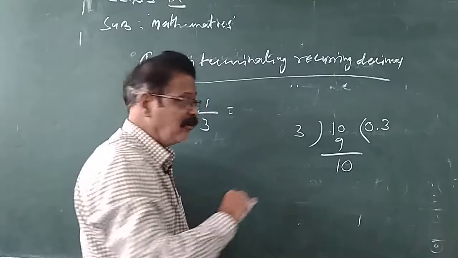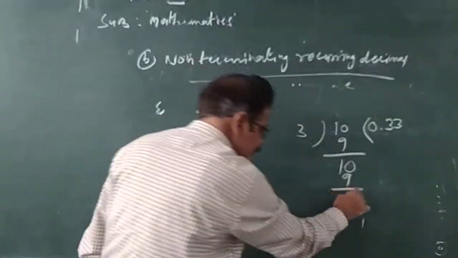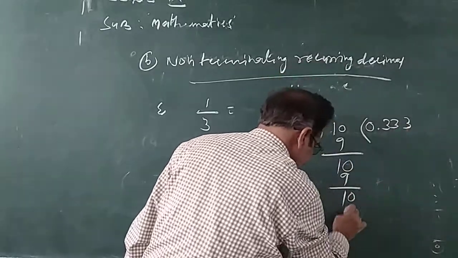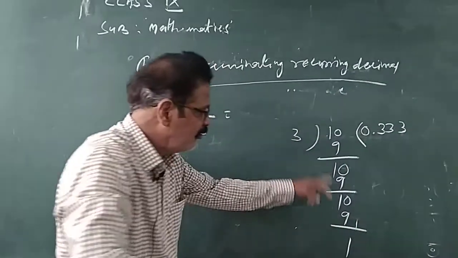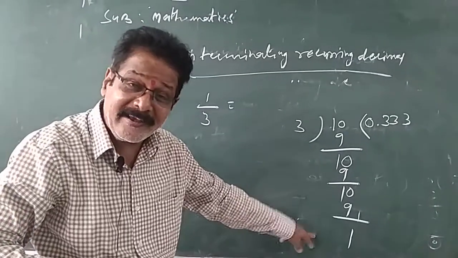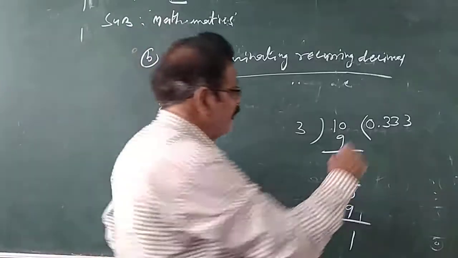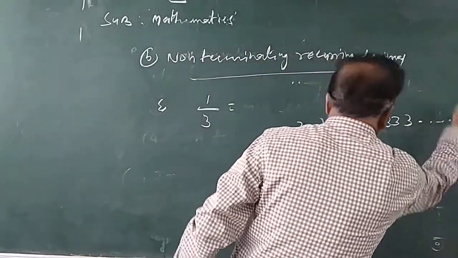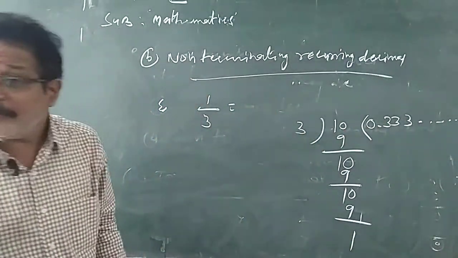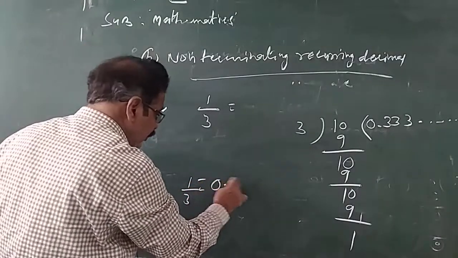How many times does 3 go in 10? 3 times. 3 threes are 9. Remainder 1. Again 0. 3 threes are 9. 10 minus 9. Every time, what are you getting? The same remainder. What is the same remainder here? 1. Every time you are getting remainder 1. So here the quotient is repeating. Such a decimal is called a non-terminating recurring decimal. Therefore 1 by 3 is equal to what?